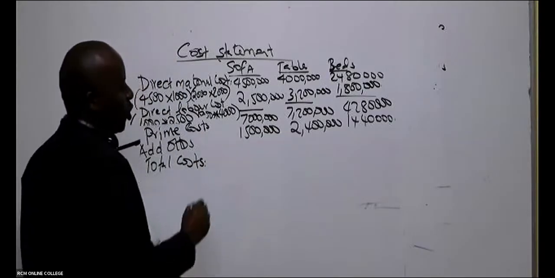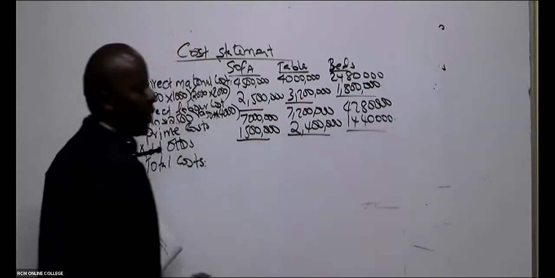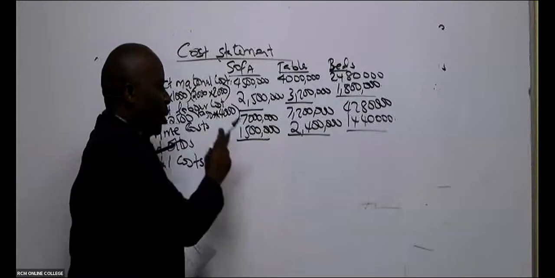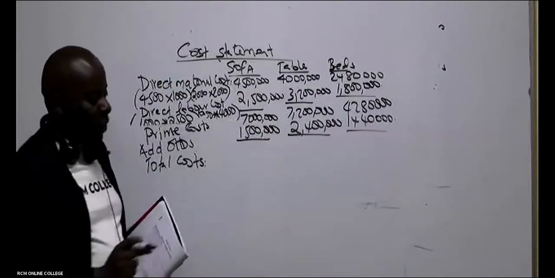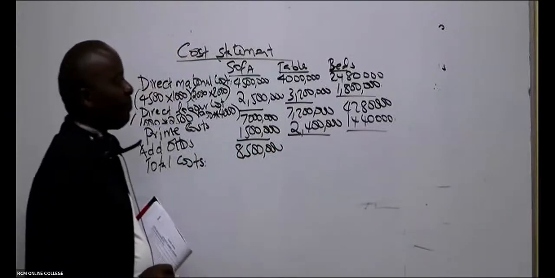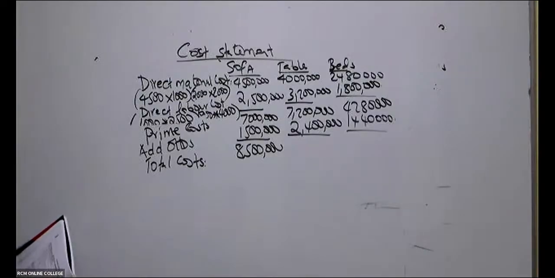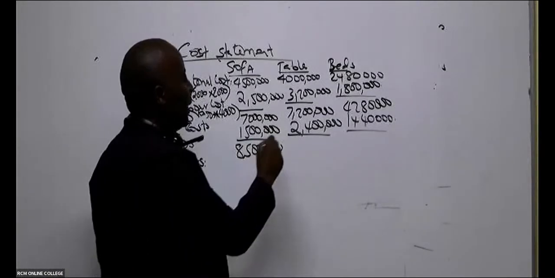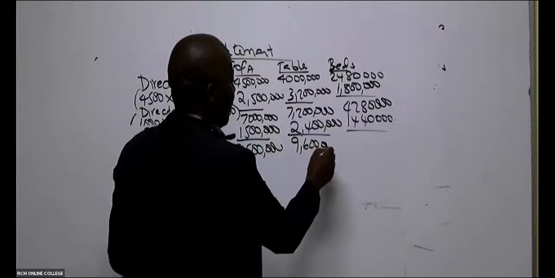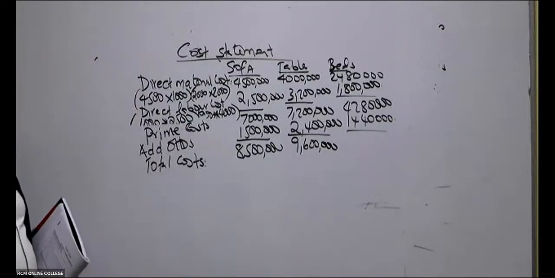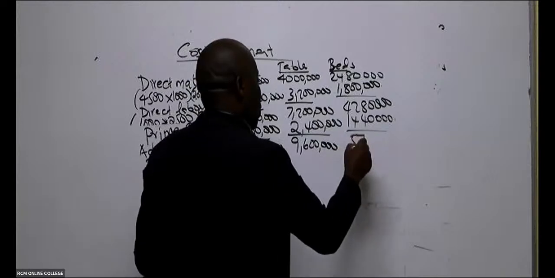Total cost, now you're adding prime costs plus overheads. So you take 7 million plus 1.5 million. You give me an answer. Cynthia tells me, Mwalimu, this is supposed to be 8.5 million. Correct. Sofa set, correct. Then you go to tables. Tables, I'm being told, is 9.6 million. Lastly, we have beds. How much is the total cost for beds? 57,20,000.